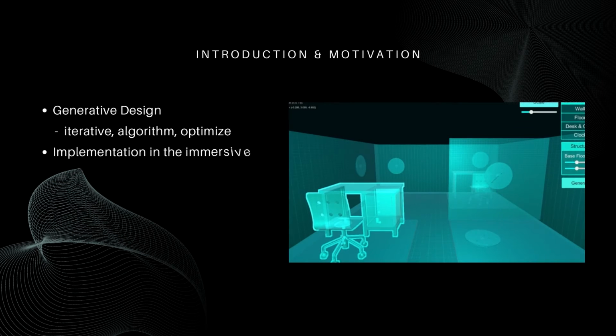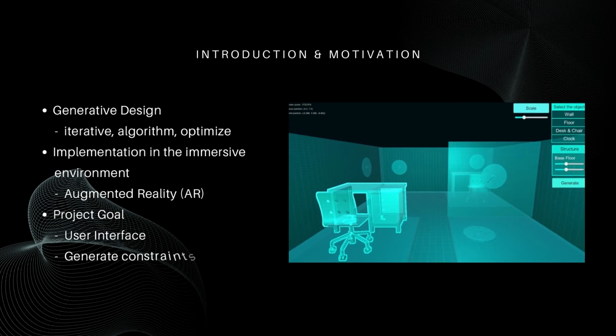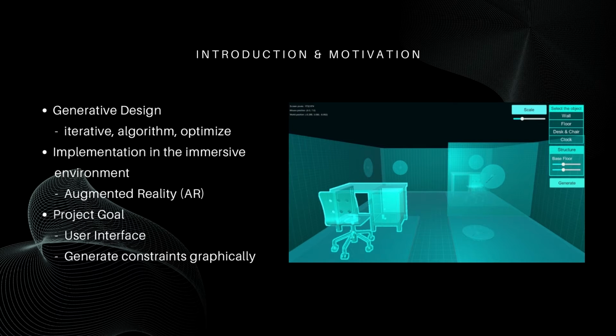Generative design is an innovative, iterative design process that integrates algorithms to optimize the outcome. With the majority of generative design software in the area of conventional design environments, the need for implementing generative design in the immersive environment, especially augmented reality, also known as AR, is rapidly increasing.